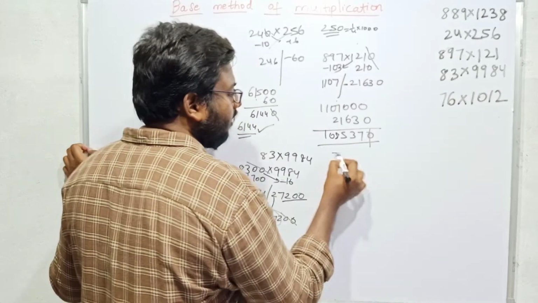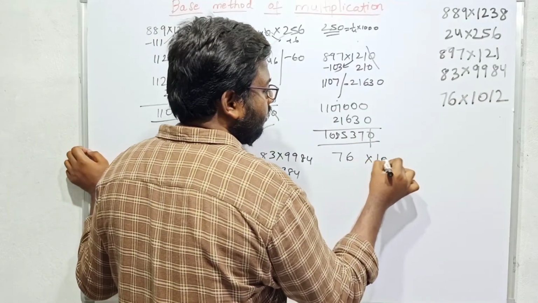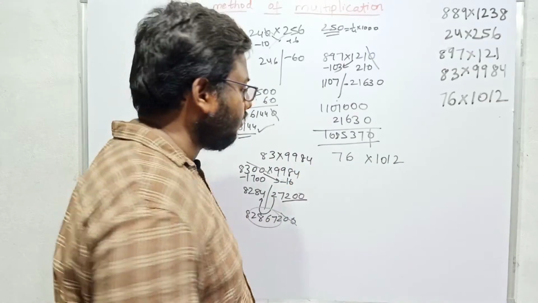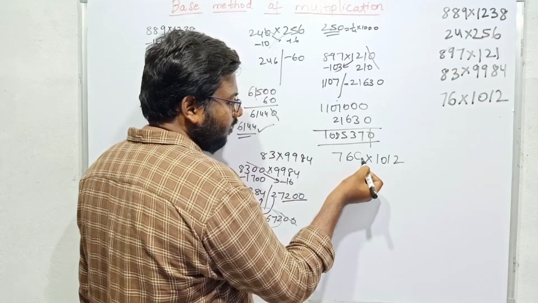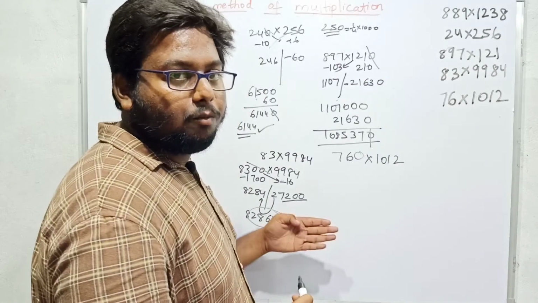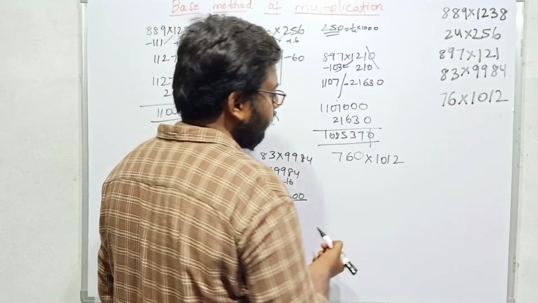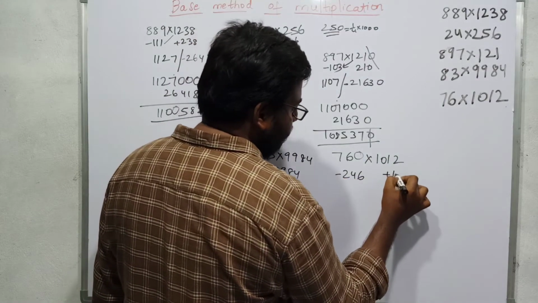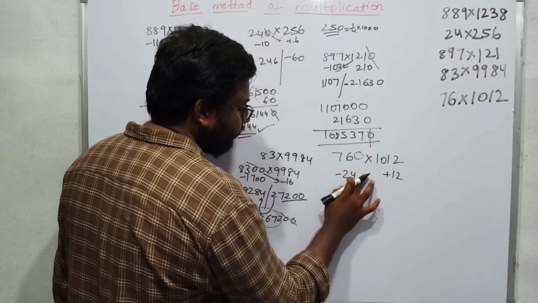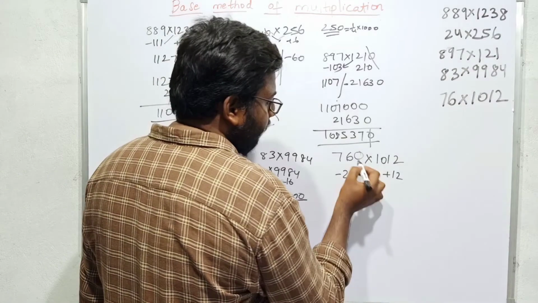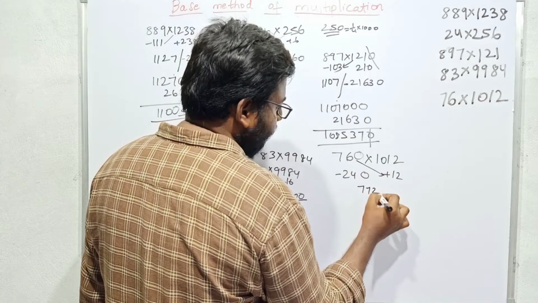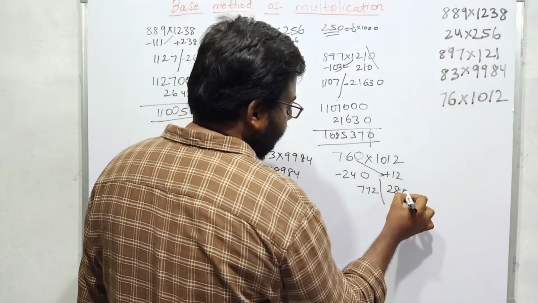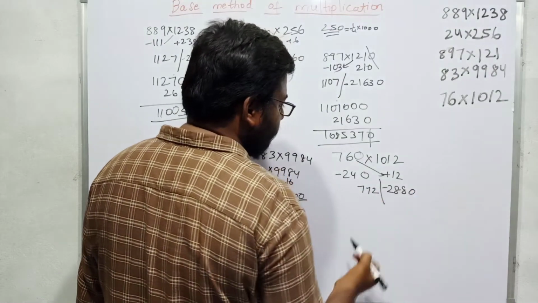So if I have to calculate 72 into 1012, then 72 is not nearer to 1012. If I put this 0 here, then both will be nearer to the base number 1000. From 1000, this is minus 20 far, this is minus 240 far, and plus 12 far. I will operate on the small number. I will get 772 slash 240 into 12. This is 2880, with a minus symbol.